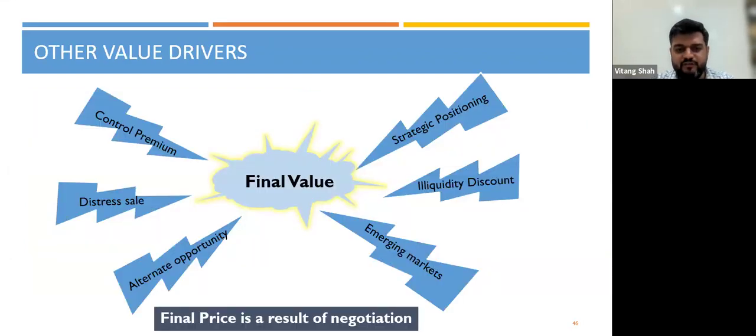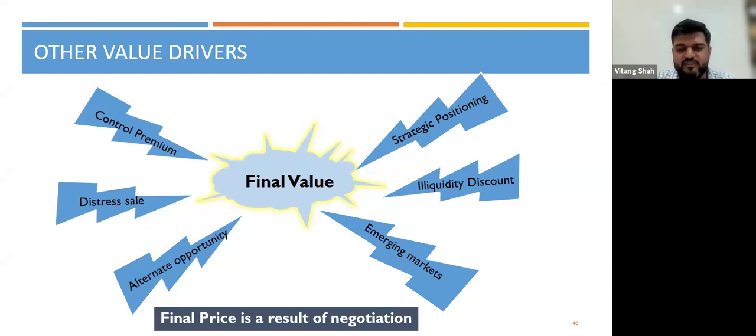So what could be the other value drivers for valuation? It all depends on the strategic positioning and the illiquidity discount. What do you mean by strategic positioning is, in which stage of the business cycle are you placed in? If you are at it at the right time, you have the first mover's advantage. If the business is going to boom and you already have an infrastructure and the resources in place, the company will get an additional premium, because someone will just be able to take benefit of the growth which is now going to come for the company, and the others may take time to set up the facility and earn the profits thereafter.